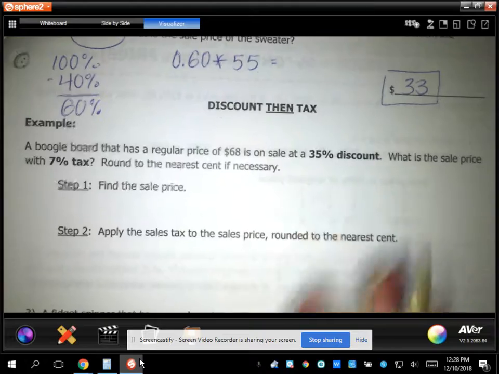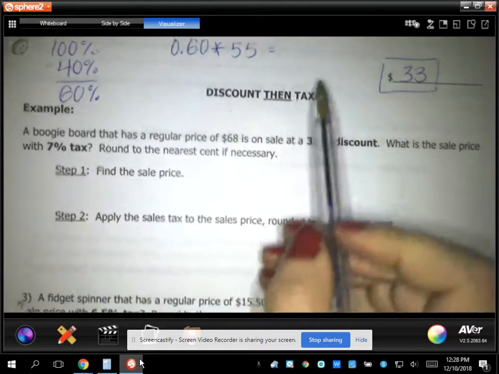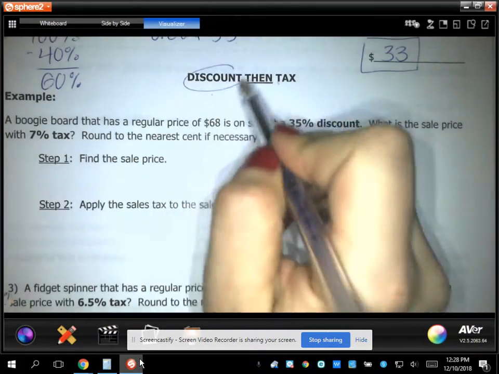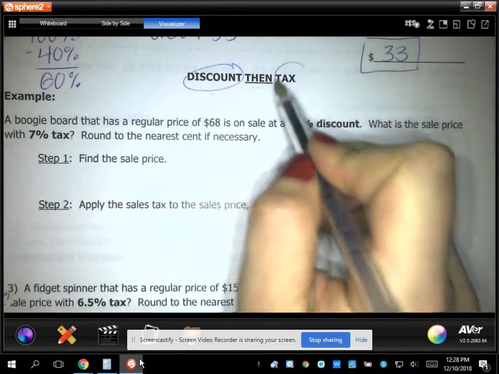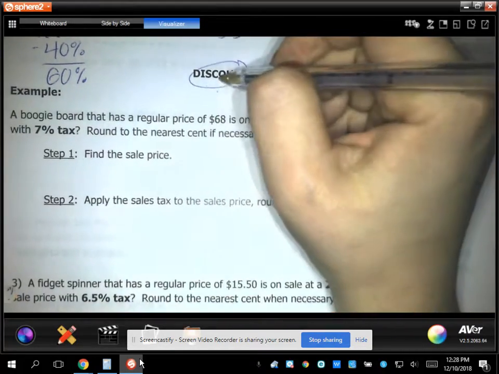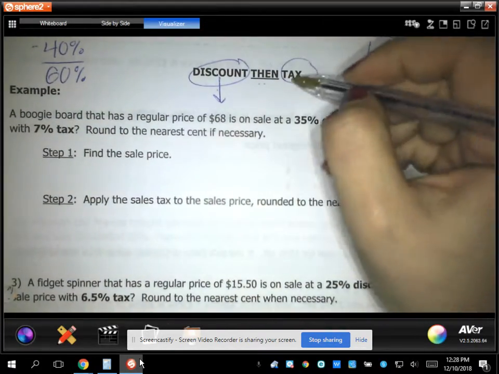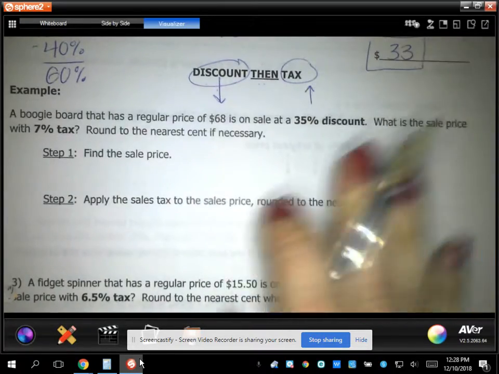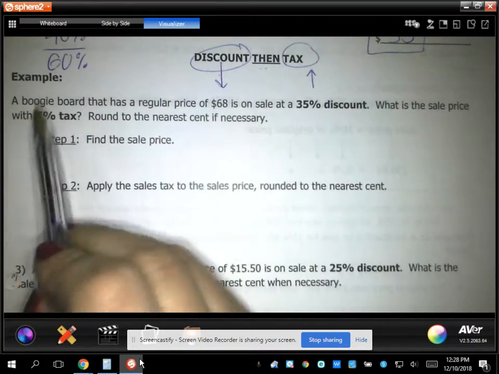Okay. Now we're going to find discount, then tax. Sometimes the price is discounted, but you also have to pay tax. Discount means the price is going to go down, but then tax means the price is going to go back up a little bit. So let us see.